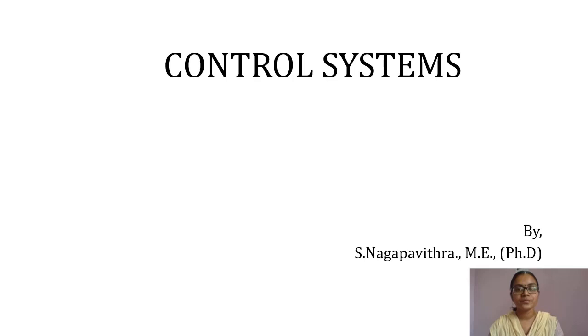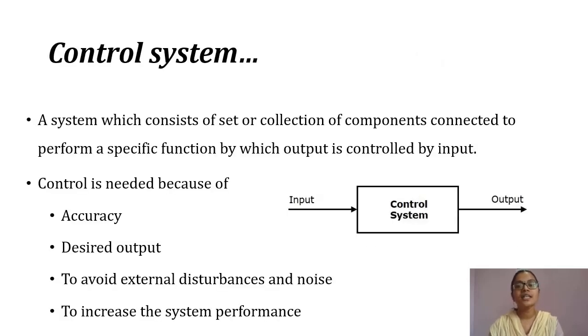Control system: first of all, system. We all know that a system is a set or collection of components connected together to perform a specific function. In that system, if an output parameter is controlled by an input parameter, then that system is called a control system.